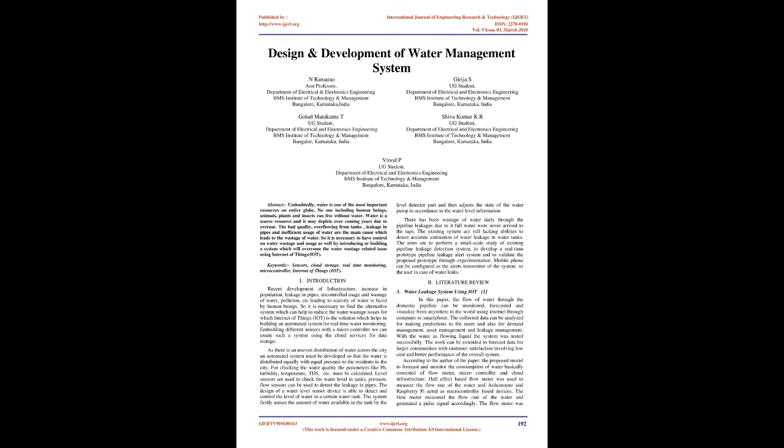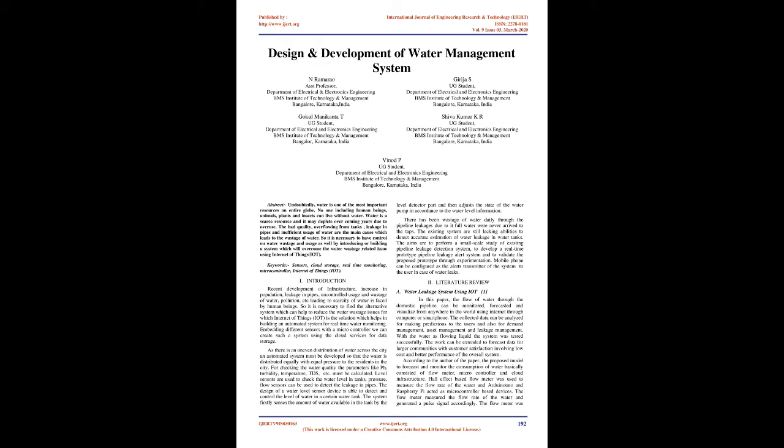The aims are to perform a small-scale study of existing pipeline leakage detection systems, to develop a real-time prototype pipeline leakage alert system, and to validate the proposed prototype through experimentation. A mobile phone can be configured as the alert transmitter of the system to the user in case of water leaks. 2. Literature review. A water leakage system using IoT.